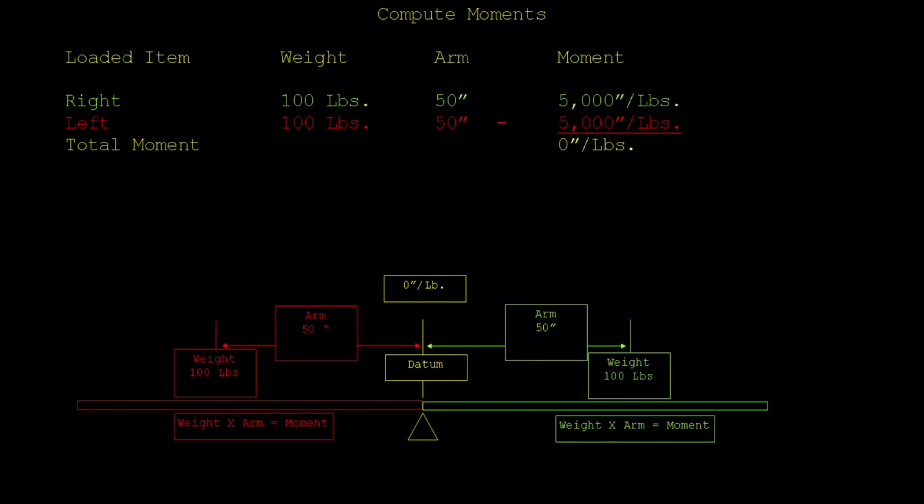Weight times arm equals moment is the formula used to find the moment. On the right, we have a weight of 100 pounds multiplied by a 50-inch arm, which gives us a 5,000 inch-pound moment. On the left, we have a weight of 100 pounds multiplied by a 50-inch arm, which gives us a 5,000 inch-pound moment. Subtracting the left moment from the right gives us a total moment of 0, which means our scale is balanced.